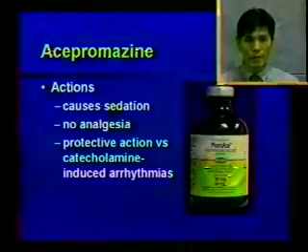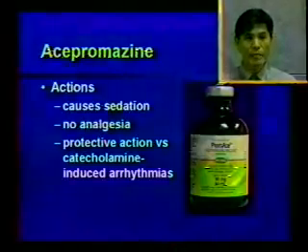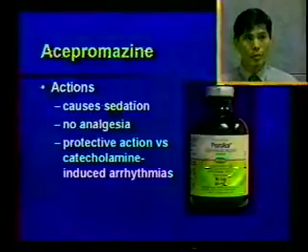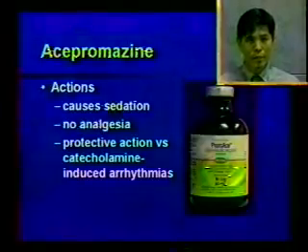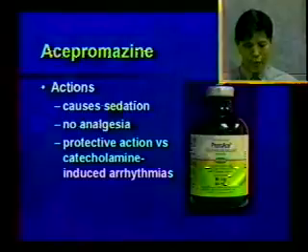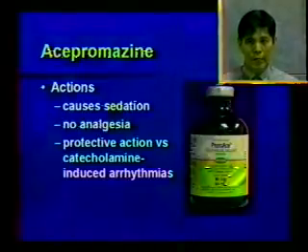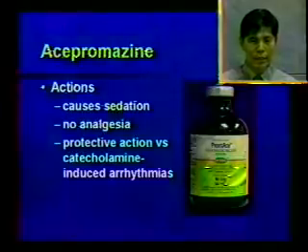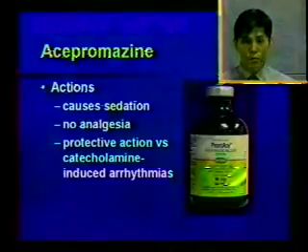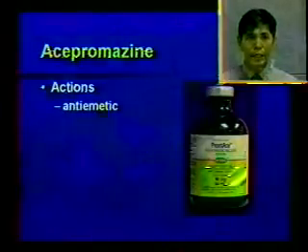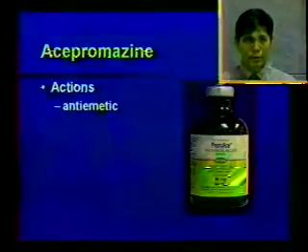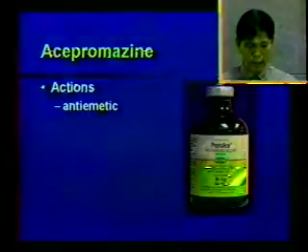Acepromazine, because of its alpha blocking effect, has some protective action against catecholamine-induced arrhythmias. It is an anti-arrhythmogenic agent. So if you have a patient that has these arrhythmias, like premature ventricular complexes, acepromazine can be used. It is an antiemetic. It is very good for patients that are vomiting.